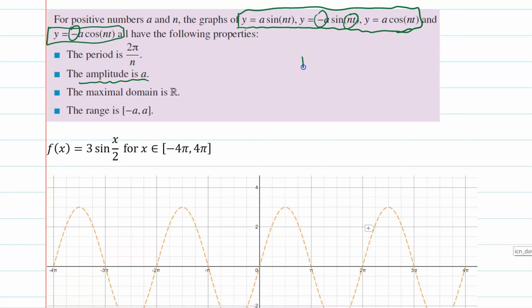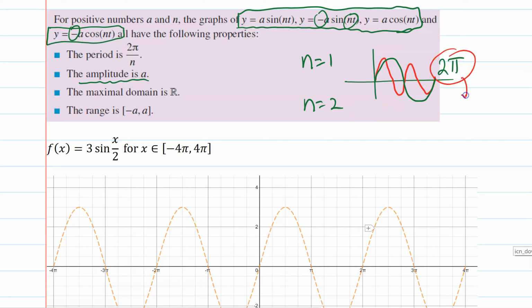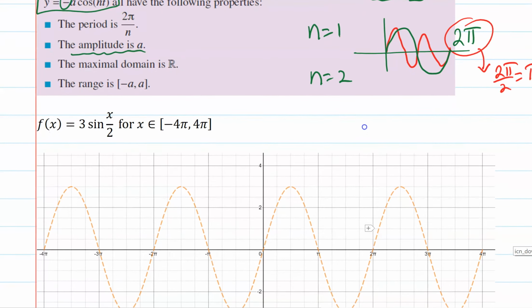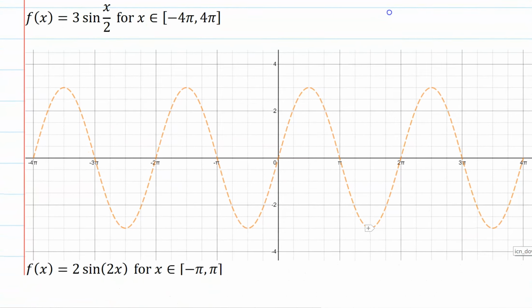So if n is 1, I would have one full cycle in the full period, which is 2 pi. But if n is 2, then I would have 2 cycles. What does that mean? 2 cycles mean we have a period half what we had before, which means 2 pi on 2, which is basically pi. Let's carry over that one into our first graphing here.